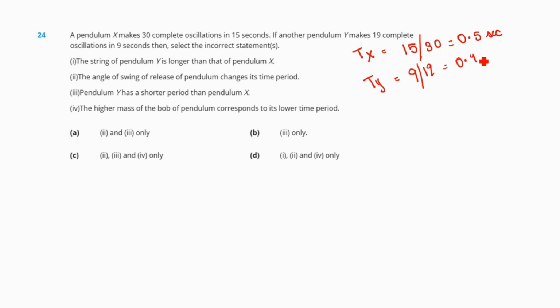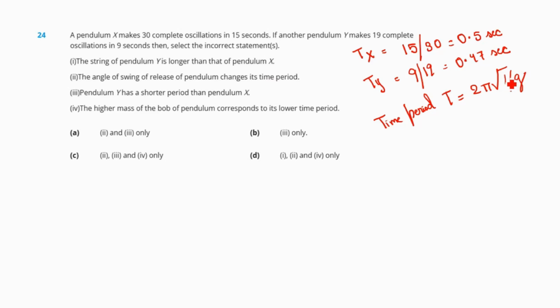So it should be 0.47 seconds. Okay. So we all know that the time period T is equal to 2 pi root over L by g. That is the length of the period of the pendulum. This is the length of the bob and this is gravity, right?